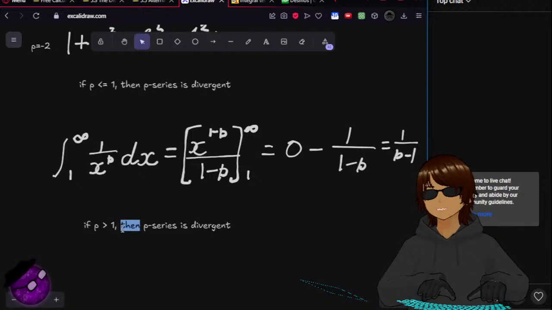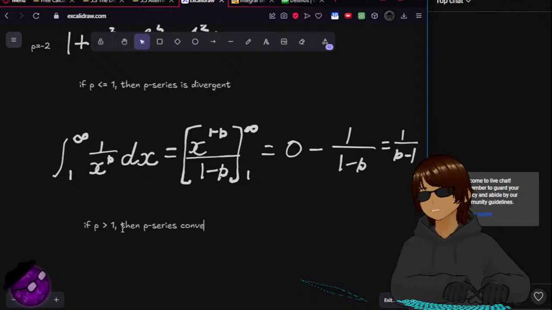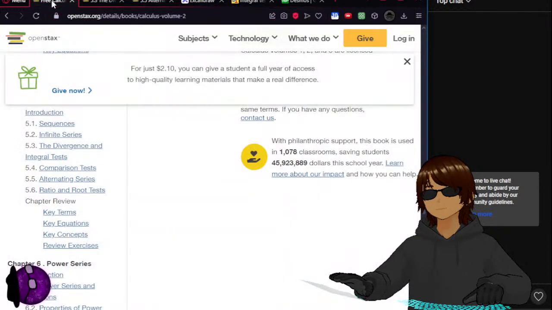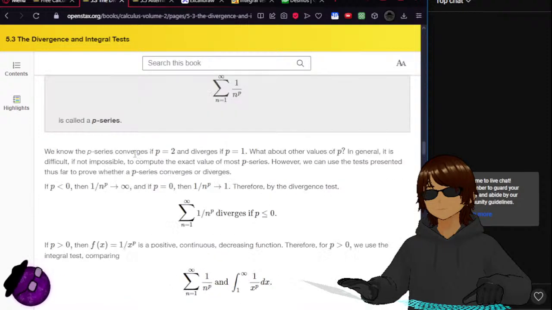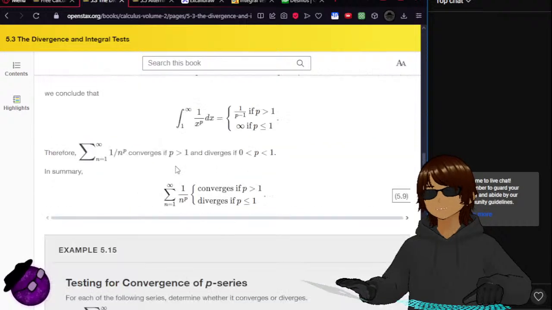If P is more than 1, then the P series converges to 1 over p minus 1. Does the P series start from 1? Okay, I guess so.